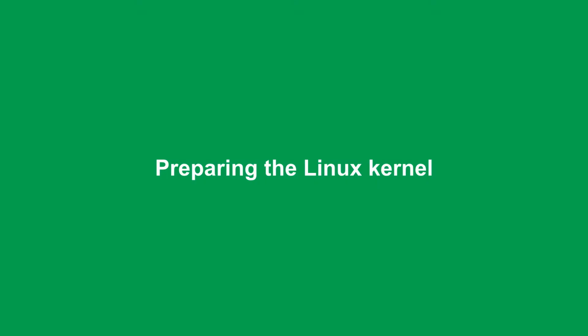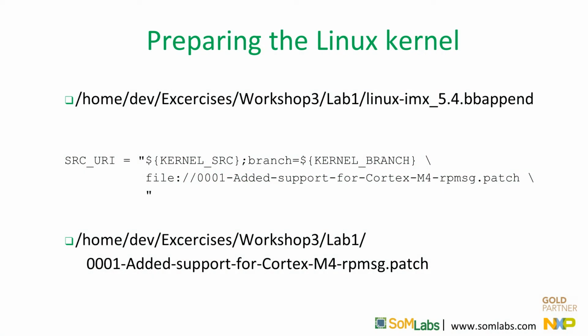We will start by adding support for communication with M4 in the Linux device tree. This communication takes place with the use of shared memory in the form of so-called mailboxes. However, from the Linux user's point of view, it is an ordinary serial port to which we can write and from which we can read data.